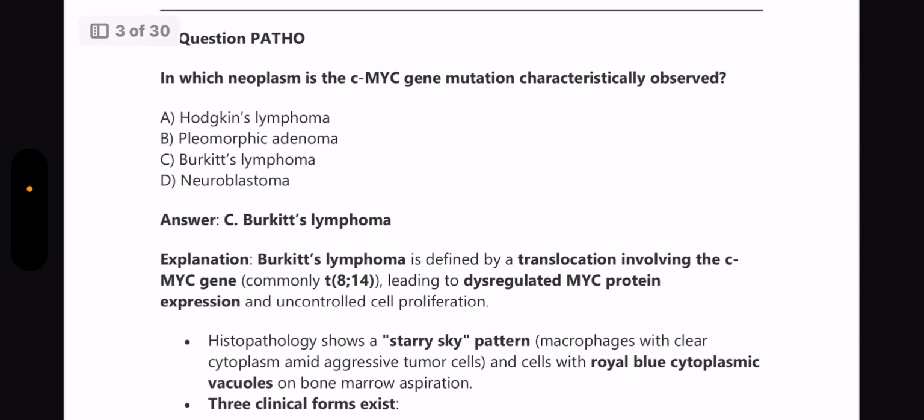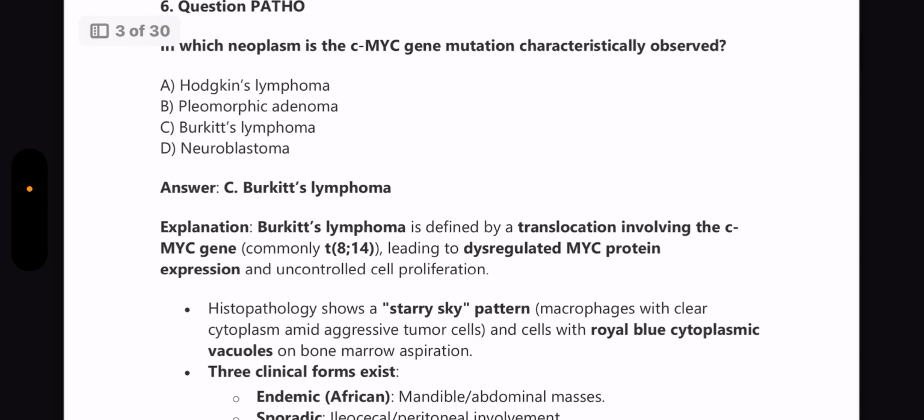Next question is from Patho. In which neoplasm is the CMYC gene mutation characteristically observed? Answer is Burkitt's lymphoma. This question, again, these genetic mutations are very important. They keep coming up in most of the competitive exams, so please learn more about that.